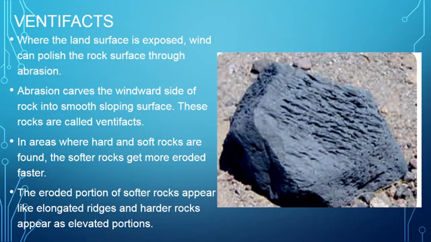Abrasion carves the windward side of the rock into a smooth sloping surface, and these rocks are called ventifacts. Any type of polishing, rubbing or smoothing of the rock is called the ventifact process. In areas where hard and soft rocks are found, the softer rocks get eroded faster as they are soft in nature, so the particles get eroded very soon. The eroded portion of the softer rock appears like elongated ridges and the harder rocks appear as elevated portions.